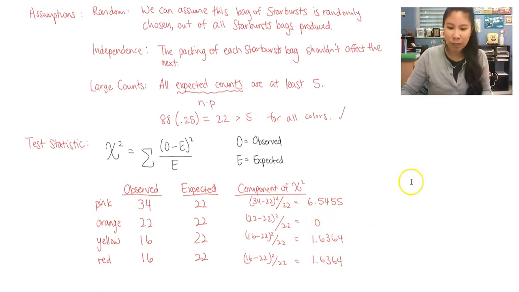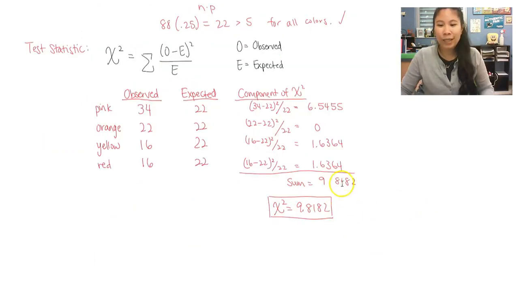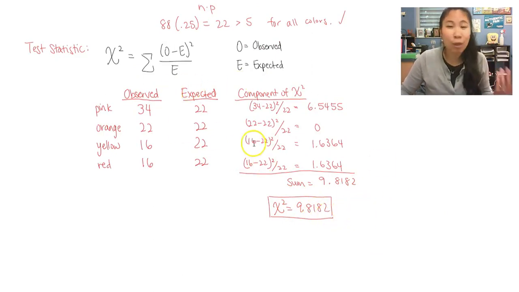When I add them together, I end up with 9.8182. So that's my test statistic. This is my chi-square test statistic. So obviously this was a process. I wrote everything out because I am a great teacher and I show all my work. However, obviously we are doing everything on the calculator because we got this. That's what our graphing calculator is for.